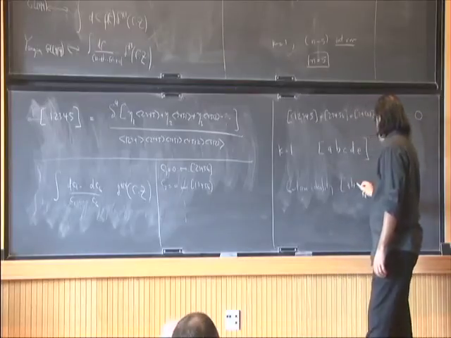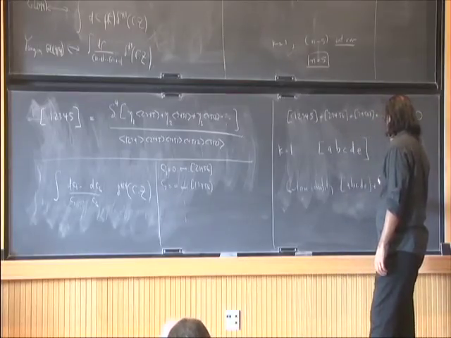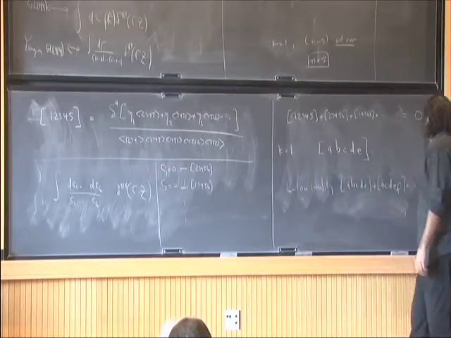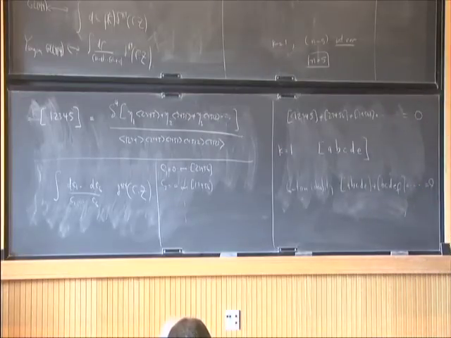Which is A, B, C, D, E plus B, C, D, E, F plus cyclic equals 0. Okay? So those are all the residues of this most trivial case of this contour integral. And we see that they come equipped with a nice relation between them. This 6-term identity is a nice relation between them.